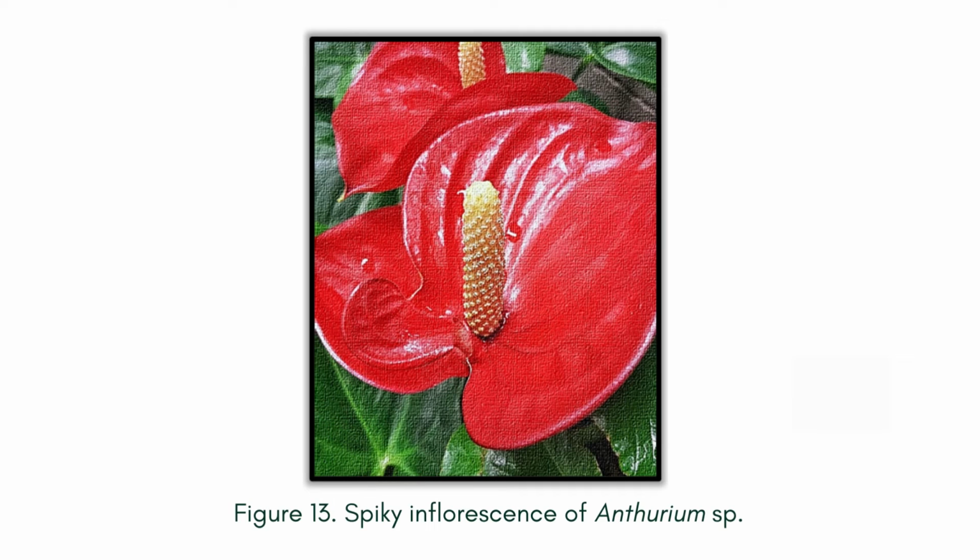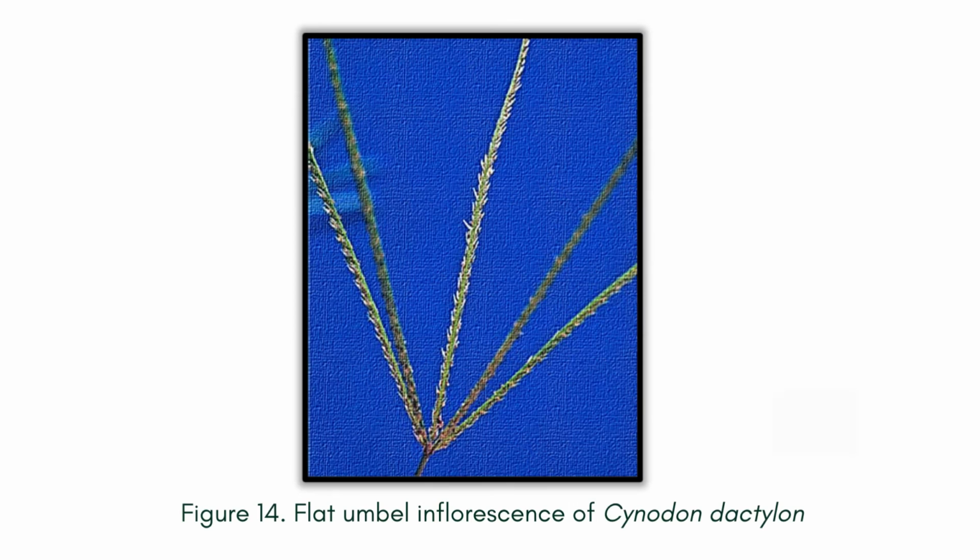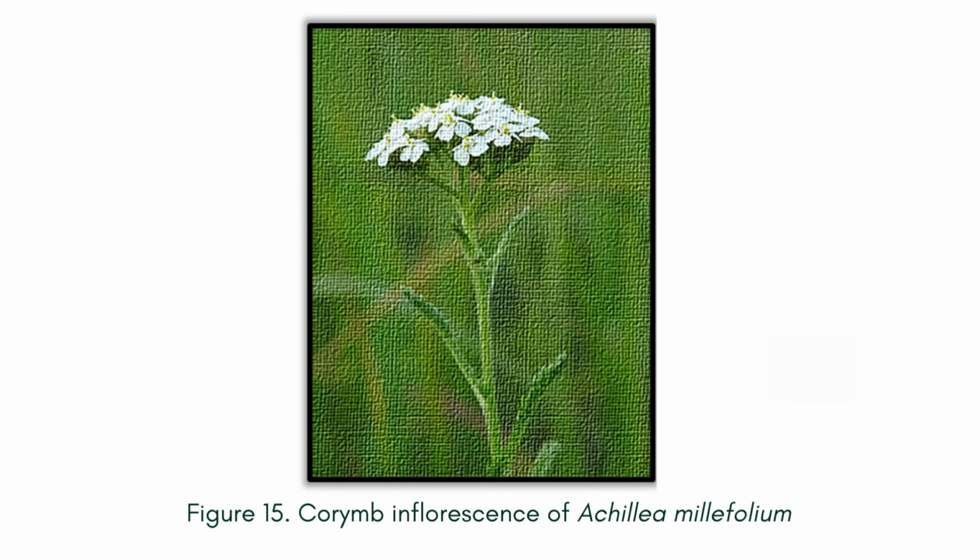Figure 13 shows the spike inflorescence of Anthurium species. A spike inflorescence is similar to a raceme, but the flowers develop directly from the stem and are not borne on pedicels. While Figure 14 shows the flat umbel inflorescence of the Bermuda grass. Flat umbel pertains to the indeterminate inflorescence, where clusters of flowers are made up of several short stalks that spread from a common point resembling the ribs of an umbrella.